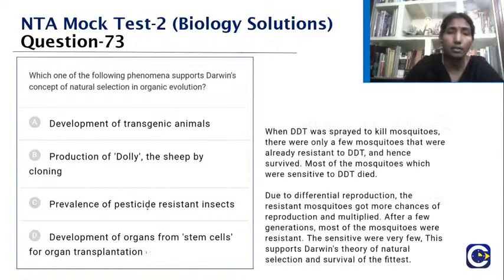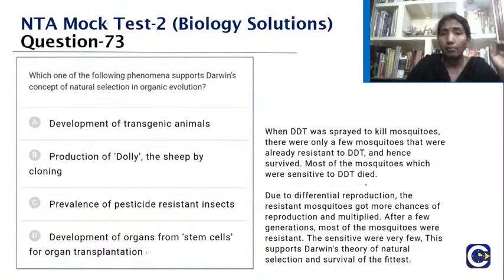The pesticide resistant insects. You can see DDT that they are using, or in our house itself we have mosquito repellents. Why do they keep changing and put lots of ads saying this has more advantage than the other one? They don't have a single brand. It keeps on changing. What is the reason? When DDT was sprayed to kill mosquitoes, there were only a few mosquitoes that were resistant to DDT.